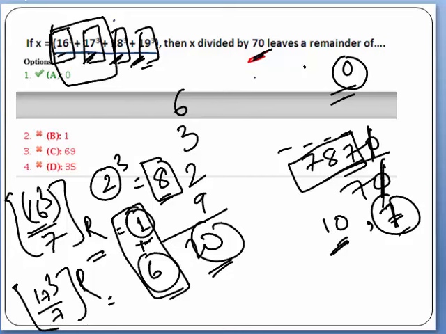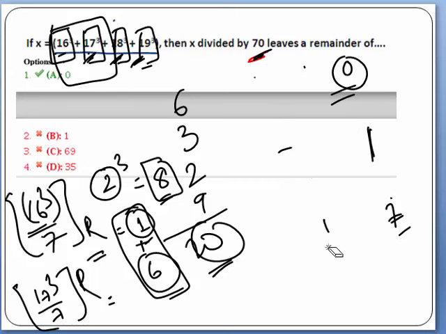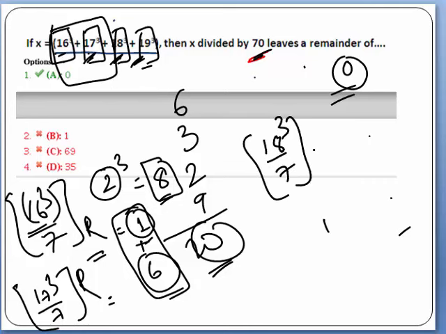Now coming to 18 cube and 19 cube. It's quite the same process that we will follow. 18 cube divided by 7, we have to find the remainder. 18 when divided by 7 leaves a remainder of 4, and the cube of 4 is nothing but 64, and again you can say that the final remainder is 1.